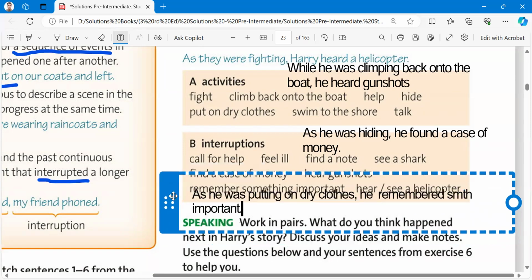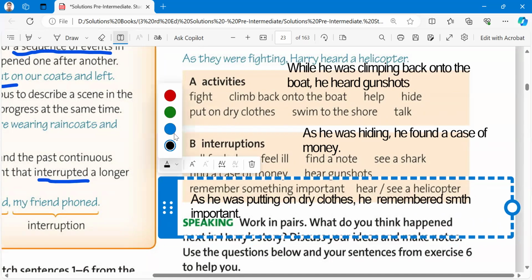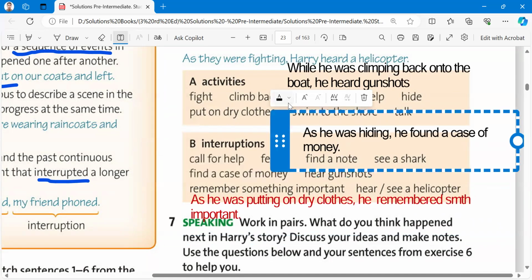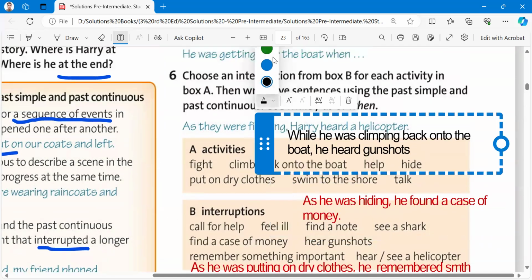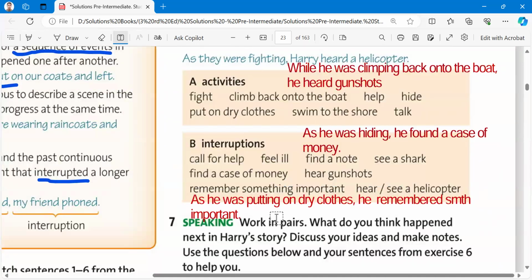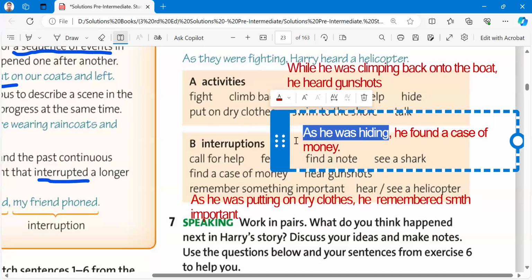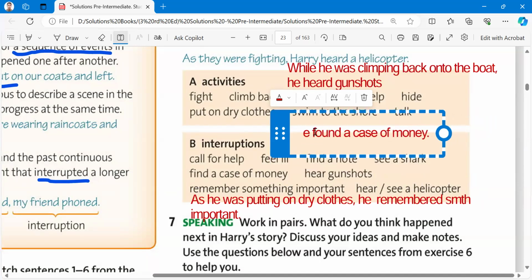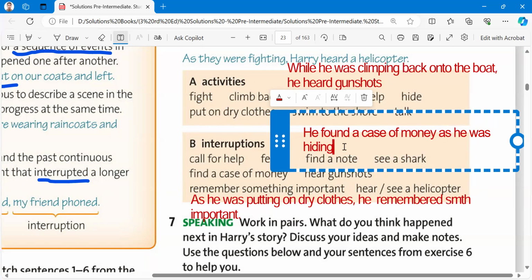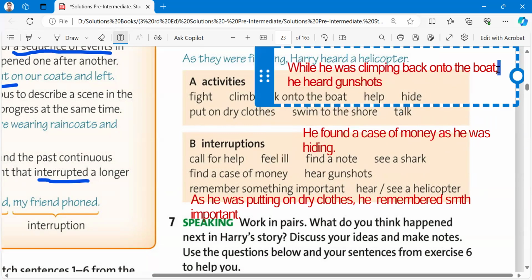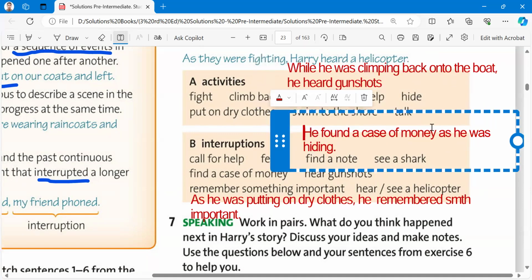Okay, now you can take these as an example by reading these examples. Yeah, so clear. You have to know how to use it: while and as are used with the past continuous, but after this, the second sentence is used in past simple. Also, you can use it in this way. For example, he found a case of money as he was hiding. The difference is that here you cannot use a comma, right? While here we have a comma, but here we don't have anything. You can just use it this way.